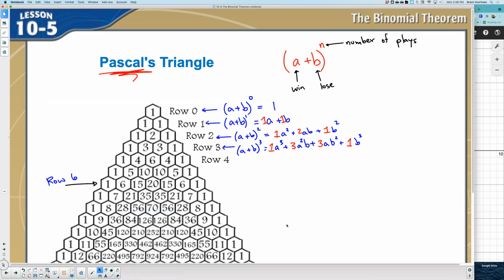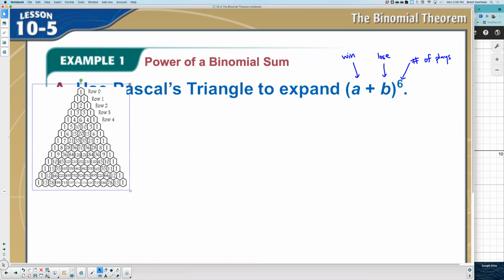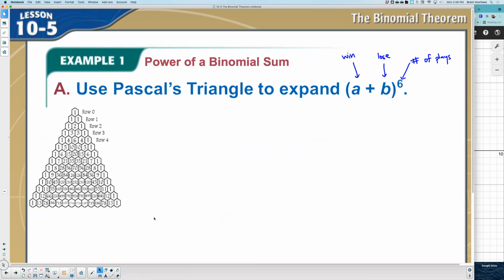Copy. Okay, let's paste those there. All right, what are the row 6 values? They are 1, 6, 15, 20, 15, 6, and 1. So here's what that means.